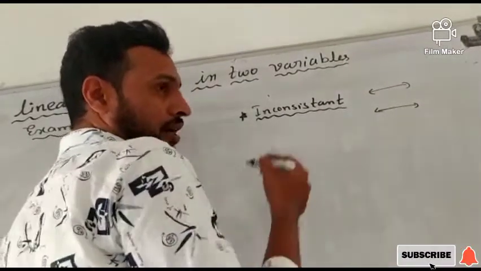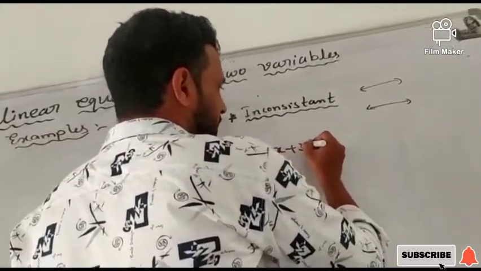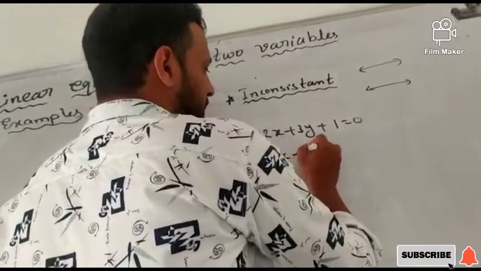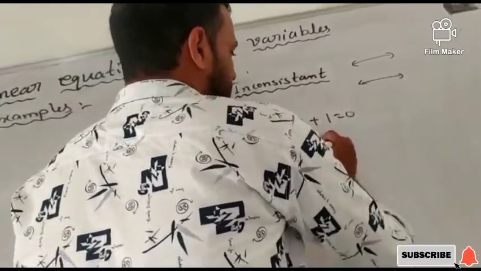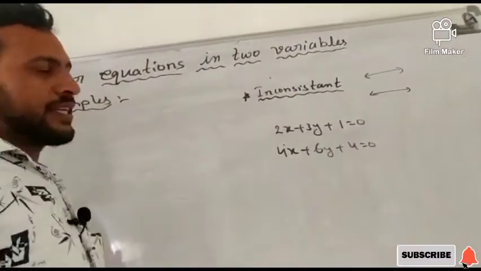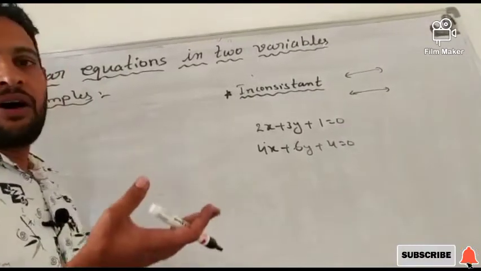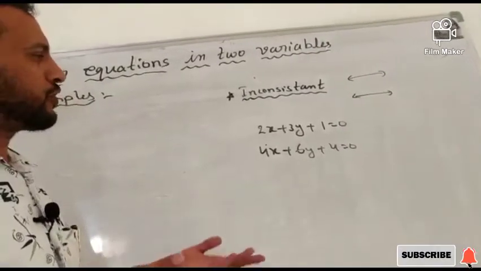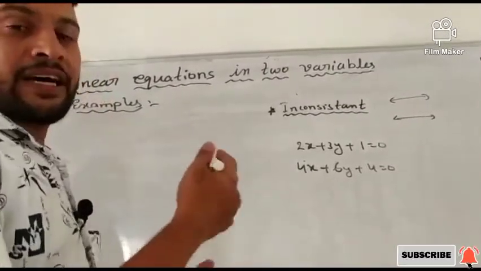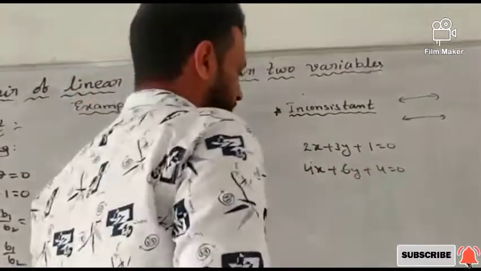Check whether the given two lines are inconsistent or not. See here, 2x plus 3y plus 1 equals 0, and 4x plus 6y plus 4 equals 0. These are the two lines. I am going to check whether the given lines are parallel or inconsistent or not. By seeing, I can say the given two lines are inconsistent only. By using the condition, I am going to check that.